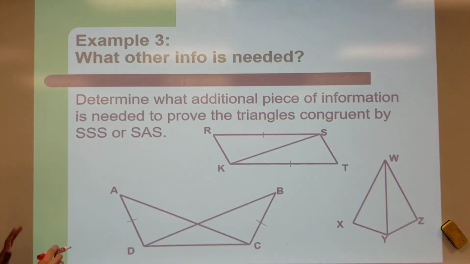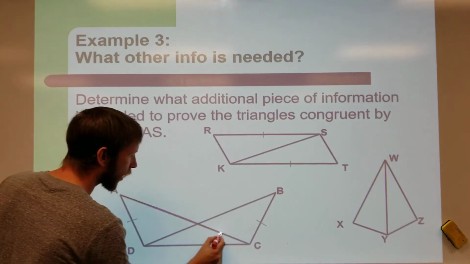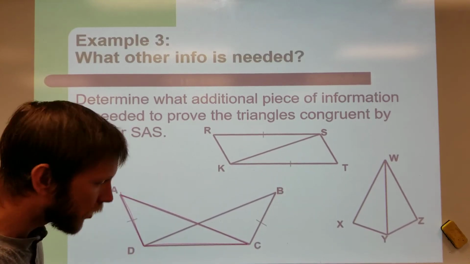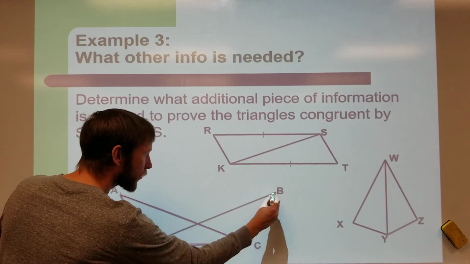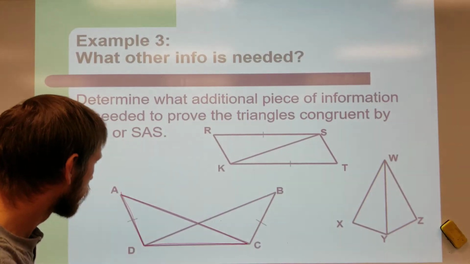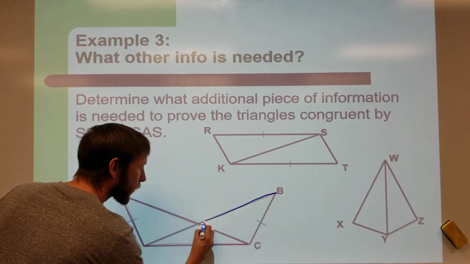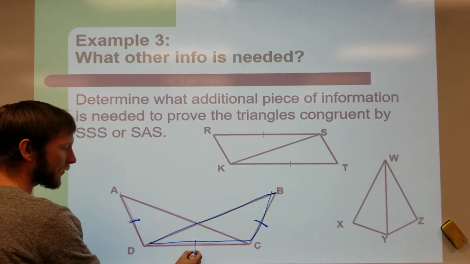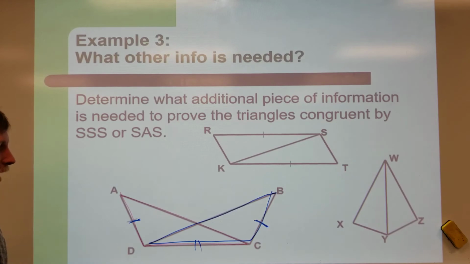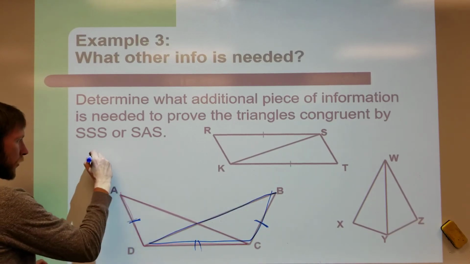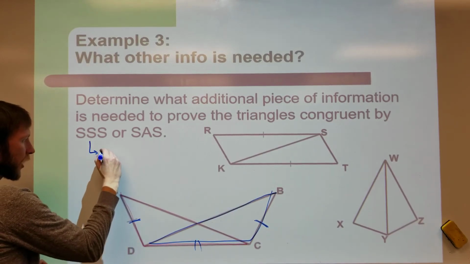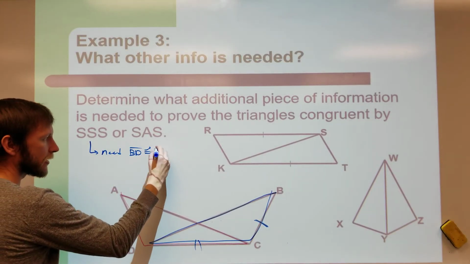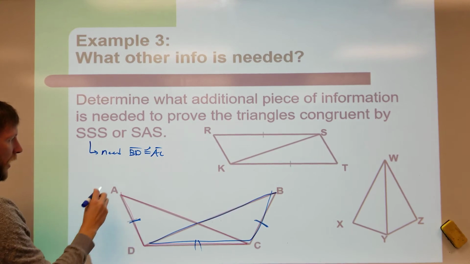But if I wanted to show that this triangle was congruent to this triangle, oh, that marker's dead, to this triangle, I have a pair of congruent sides already, and I have a reflexive side congruent. I would just need BD for SSS. I would need that BD is congruent to AC. That would give me SSS.